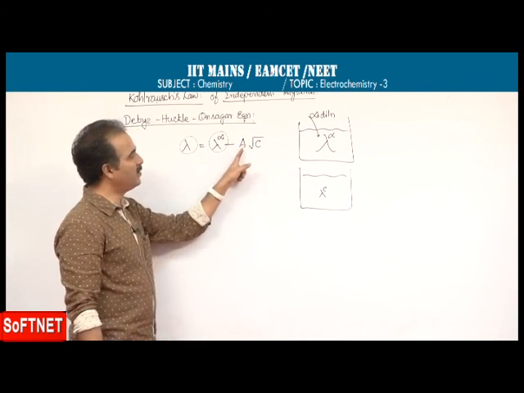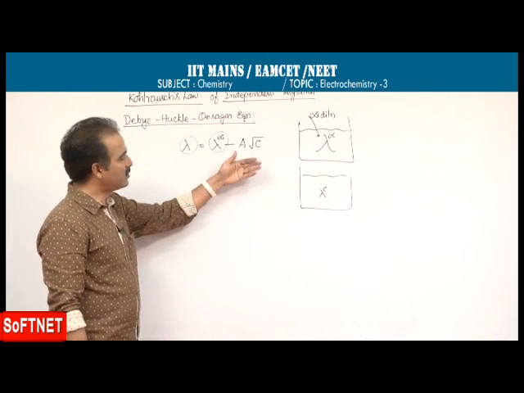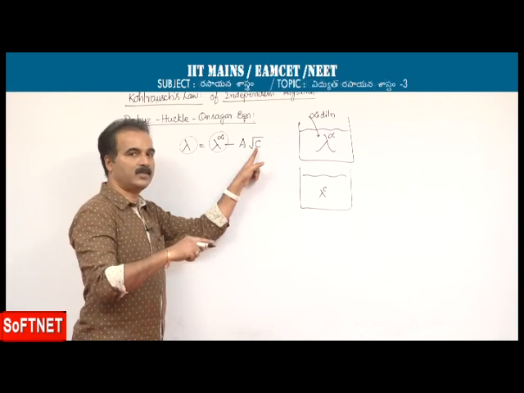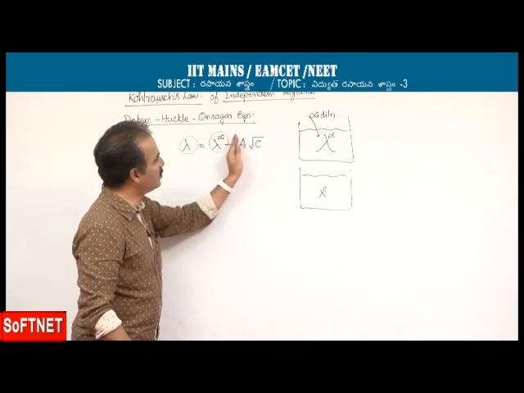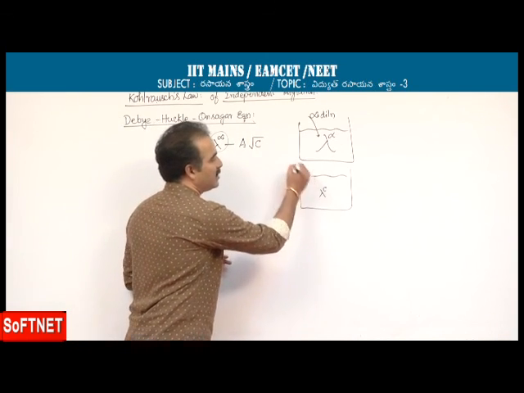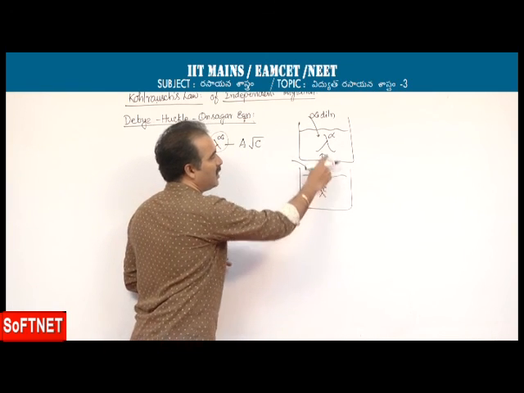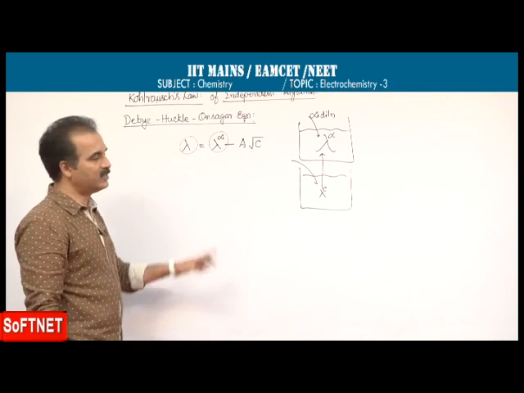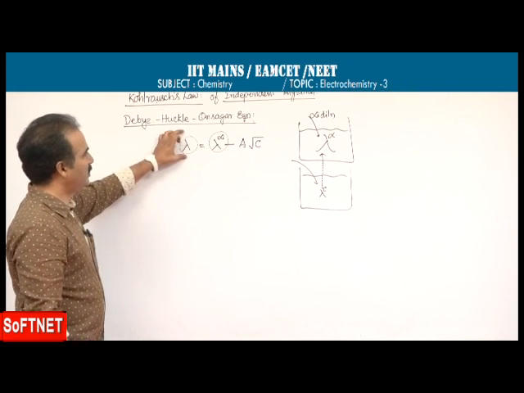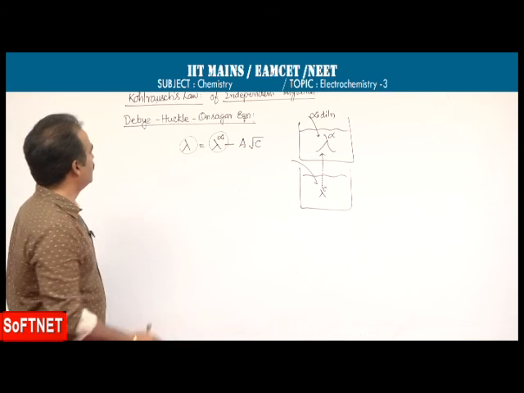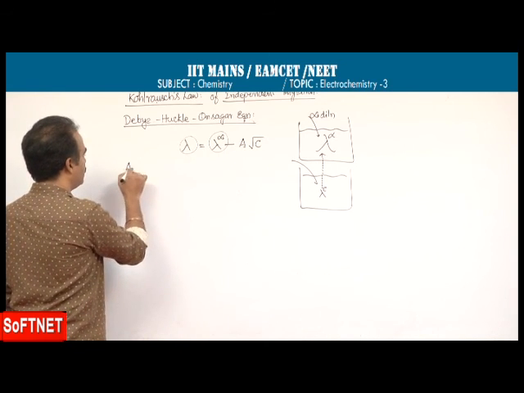So, lambda infinity minus A root C. And as concentration decreases, meaning dilution increases, this value keeps decreasing, so as dilution increases, lambda C will gradually become maximum, that is equal to lambda infinity. That is the Debye-Huckel-Onsager equation. Now, the applications of Kohlrausch's law.